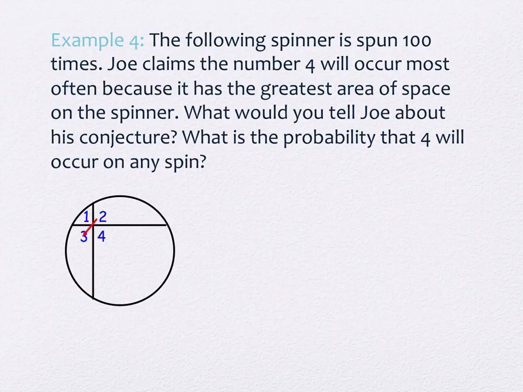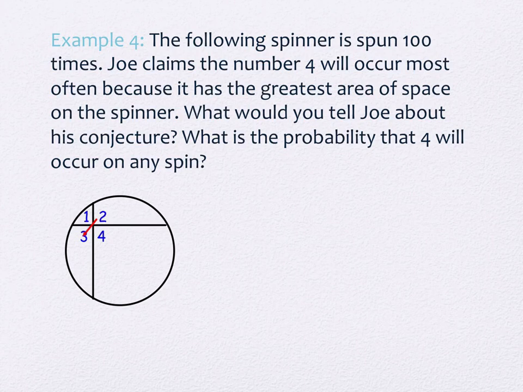Let's try another one. This one's a fun one. The following spinner is spun 100 times. Joe claims that the number 4 will occur most often because it has the greatest area of space on the spinner. What would you tell Joe about his conjecture? And then what is the probability that 4 will occur on any spin?